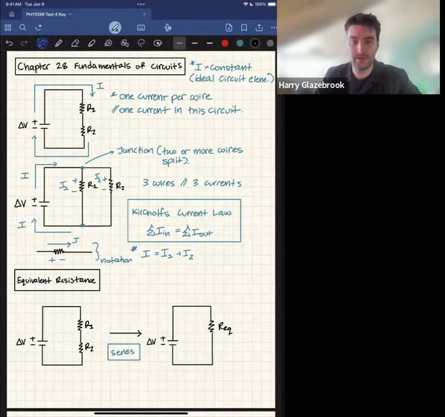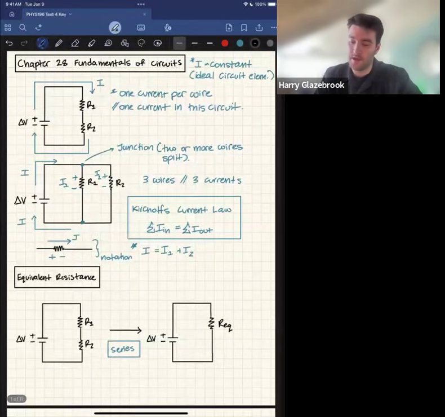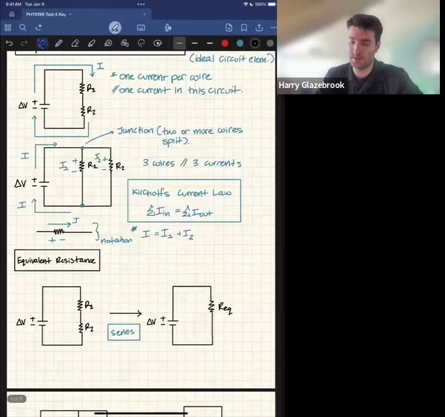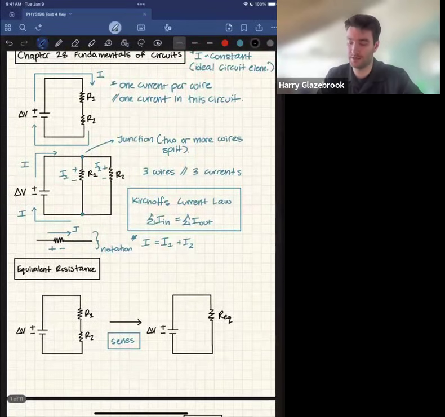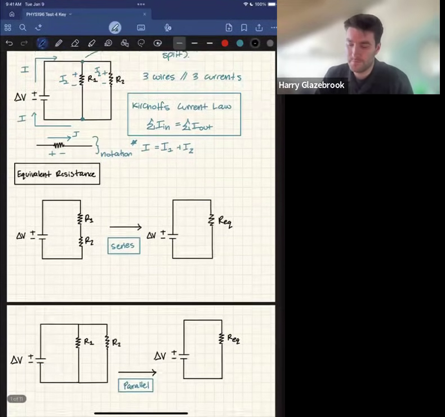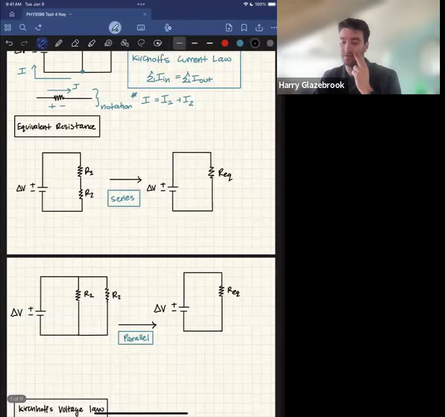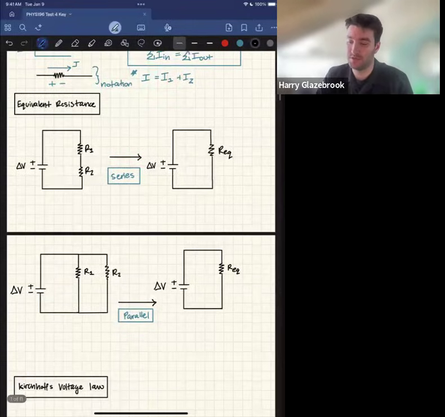Cool. All right, so all this was an introduction to what is a circuit, how to count wires, sort of what things look like, how to draw your current, what is current, and also an introduction to Kirchhoff's current law. After that, we have the idea of equivalent resistance, which you've seen quite a bit.